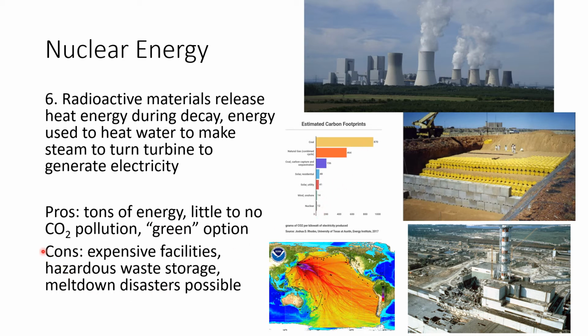So some cons of nuclear energy production are that the facilities are expensive to build. Once that stuff is decayed, you can't use it anymore for the nuclear energy process, so you have to store the waste. Typically that's done in these barrels, and then they just dig big holes and bury them out in the desert somewhere, but you do have to store that hazardous waste. And then nuclear meltdown disasters are possible where reactors blow up and they can release radioactive material out into the world.